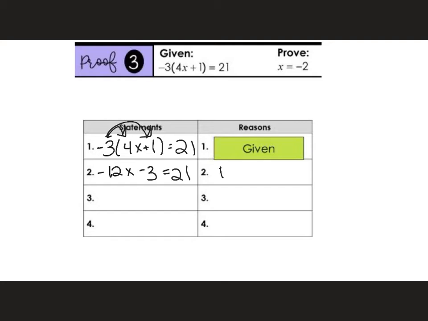And that's what we did, we distribute. That is a reason. Now we need to do the order of operations backwards. So to start to get x alone, we're going to add 3 to both sides. We added to both sides, so it's the addition property of equality.